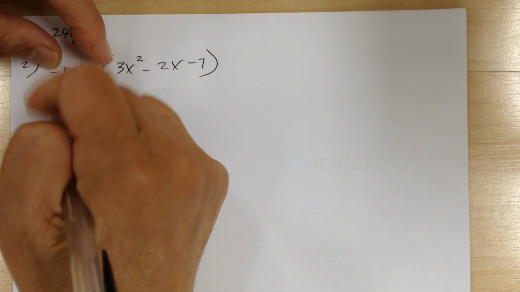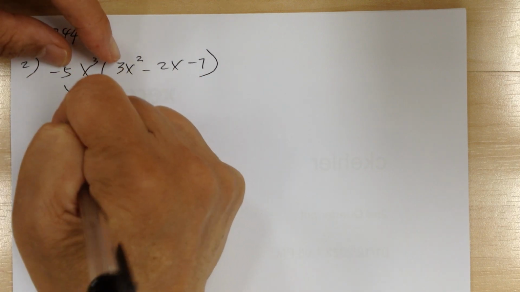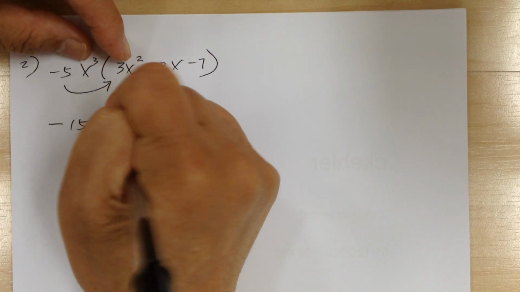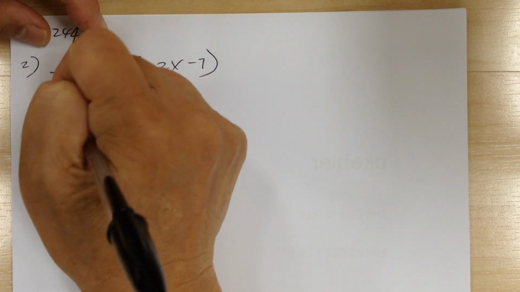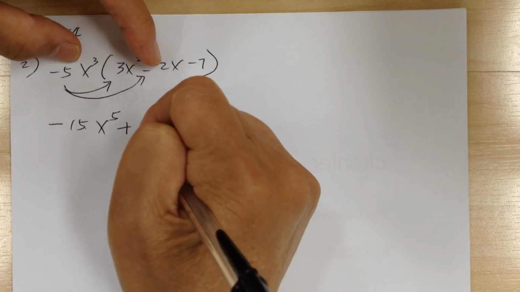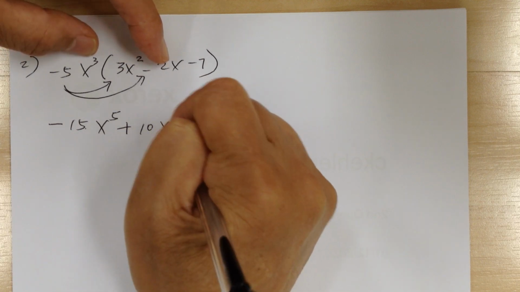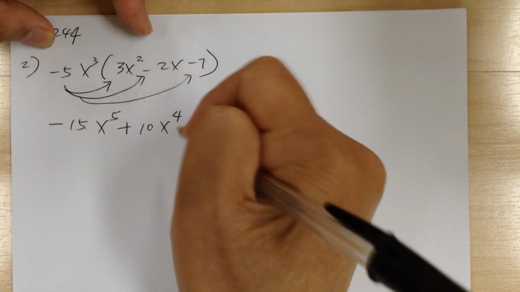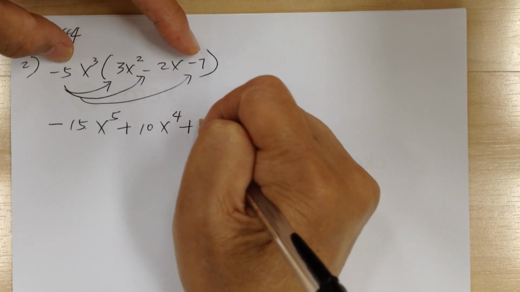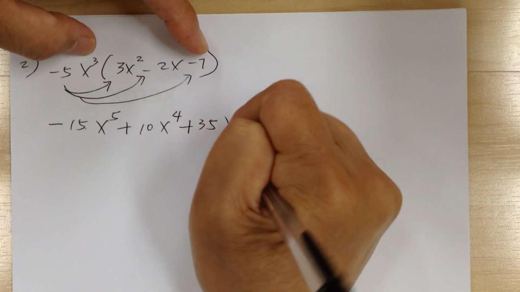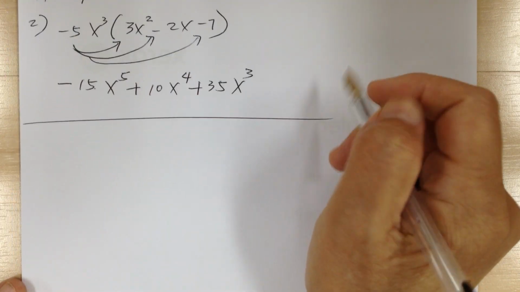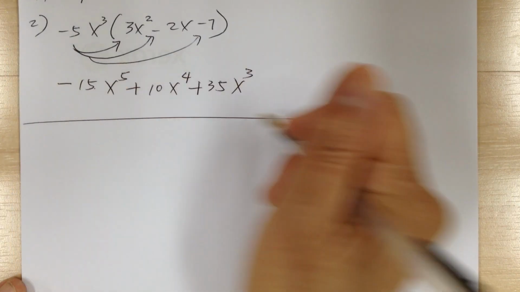So over here, the sign is negative. The number is 15, right? 5 times 3 is 15. The alphabet is going to be x to the 5. Okay, so that takes care of the first term. So now you do the next term. Again, when you multiply, the sign is plus, the number is 10, the alphabet is x to the 4. And you just keep repeating the process. So the sign is positive, the number is 35, and the alphabet is x to the 3. Okay, and that's it. And you don't have to box the answer because the answer is kind of long.